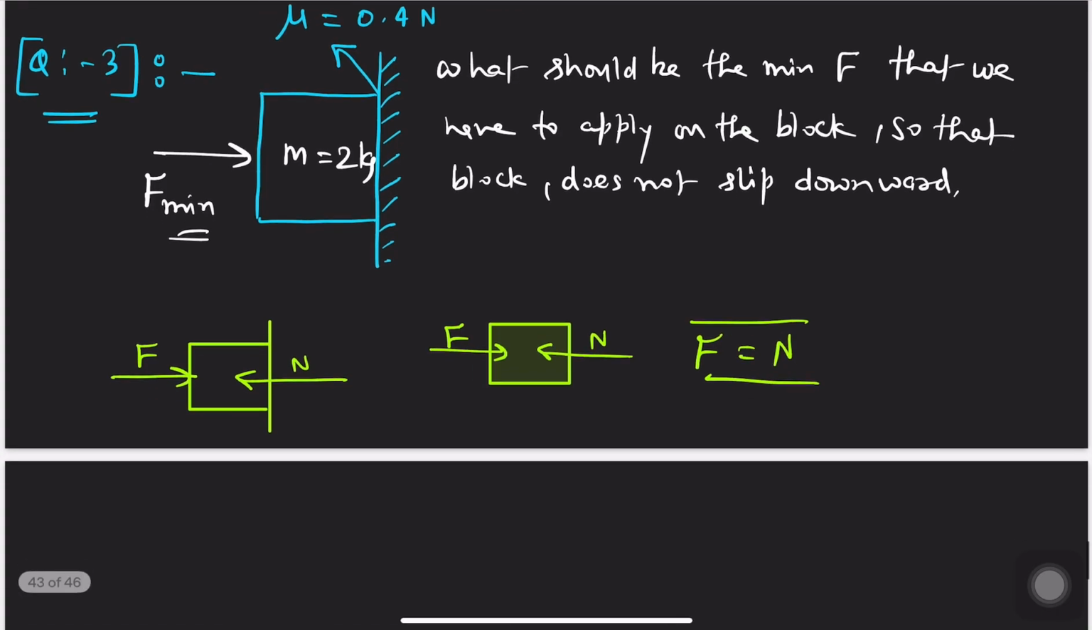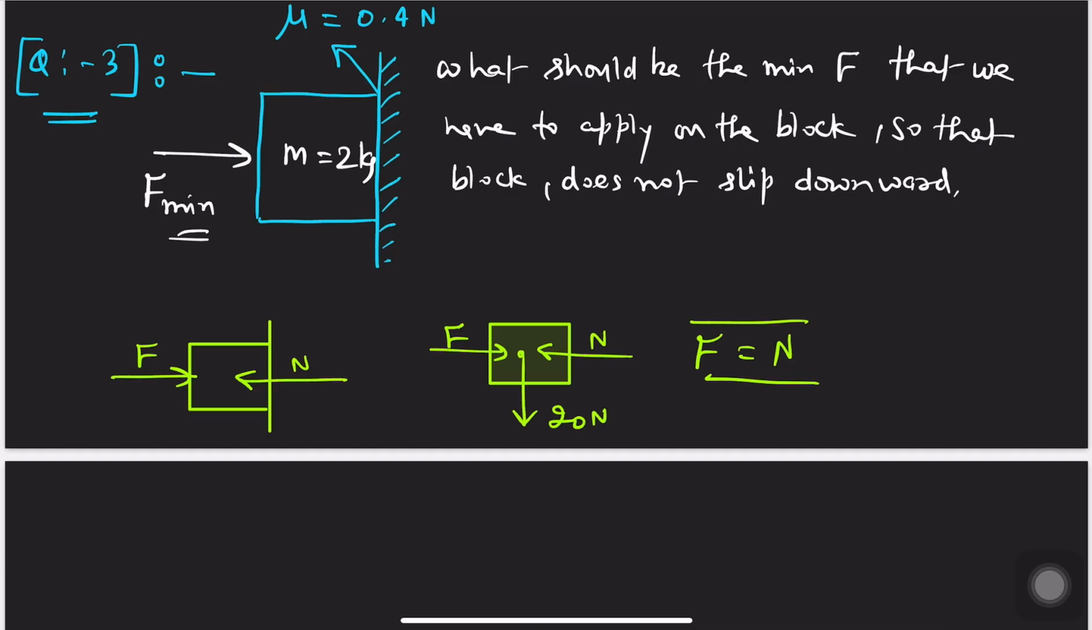The second thing is, because the body is not falling, it means vertically also it is in equilibrium. If the body is vertically in equilibrium, it means in the vertical direction also the net force should be 0. So what are the forces acting on the body? One is the mg of the body, that is 20 Newton.